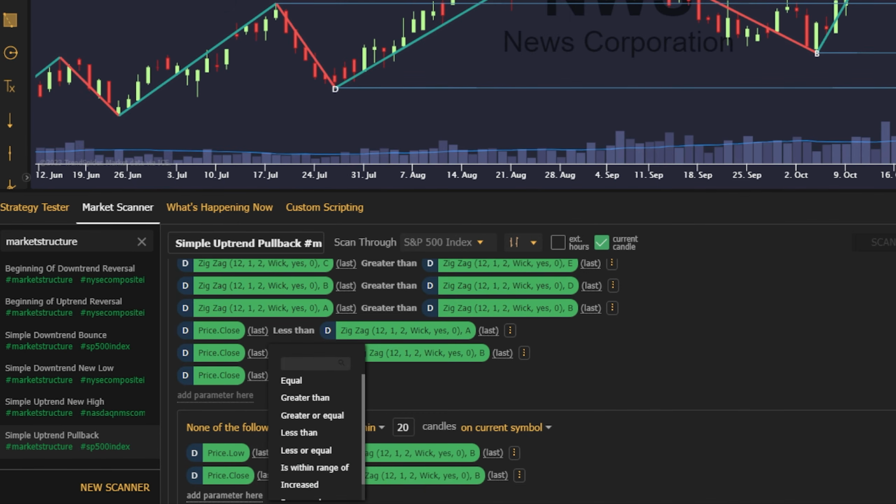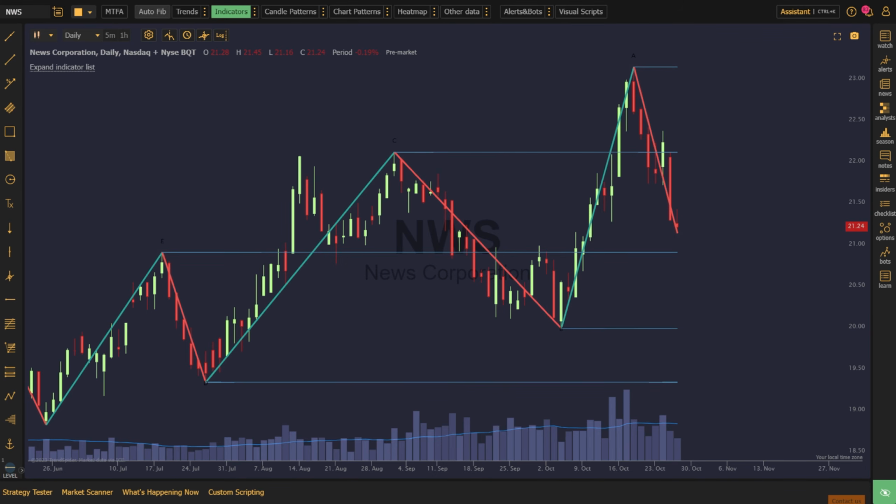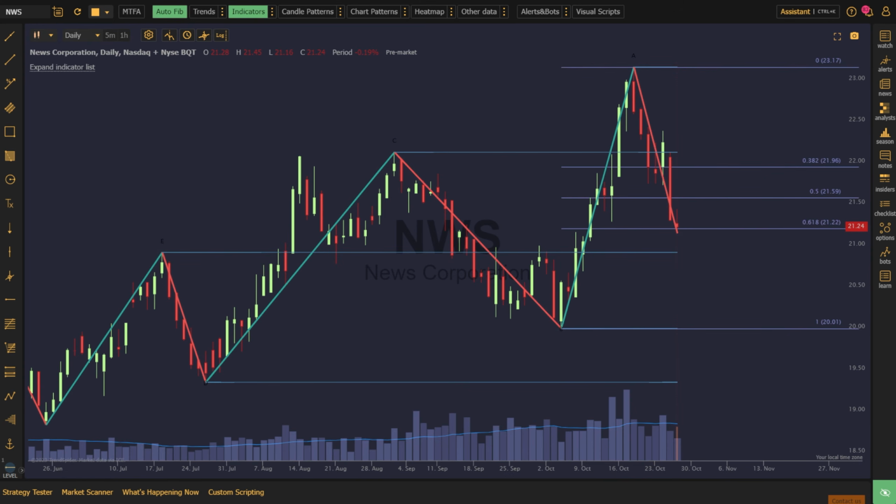A helpful hint here is to also turn on your auto fib tool, as it will often draw a fib sequence on the most recent swing, which will provide you with an easy to read visual understanding of where the price is relative to those fib levels.